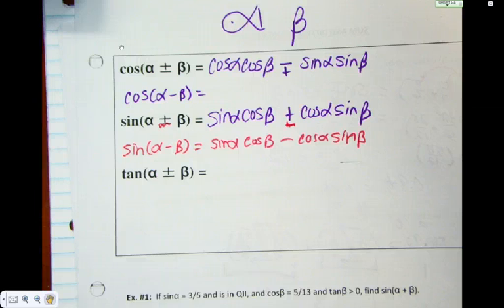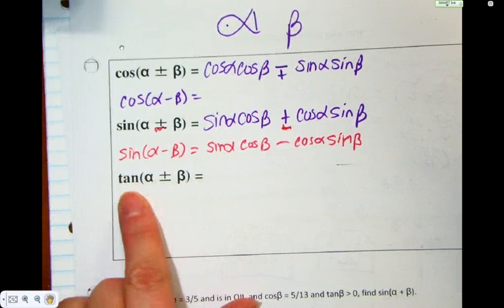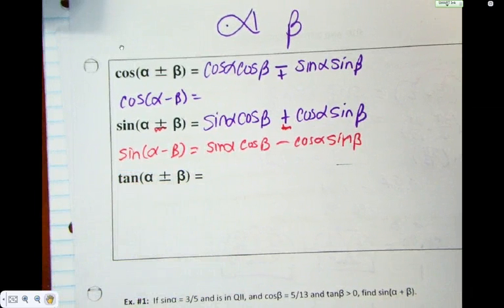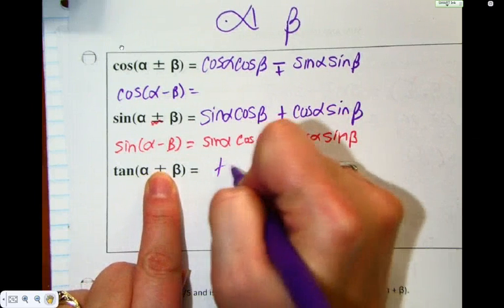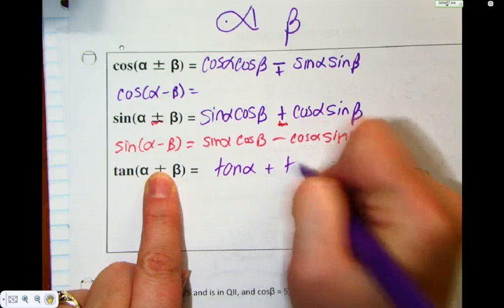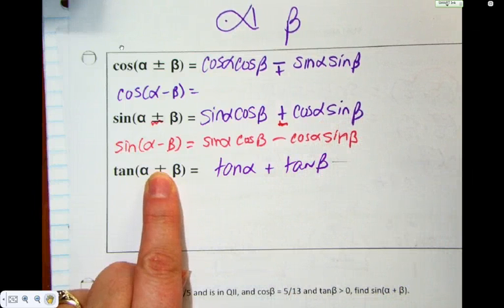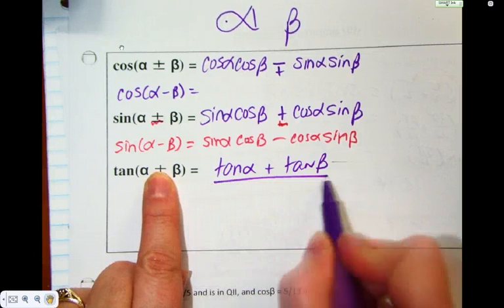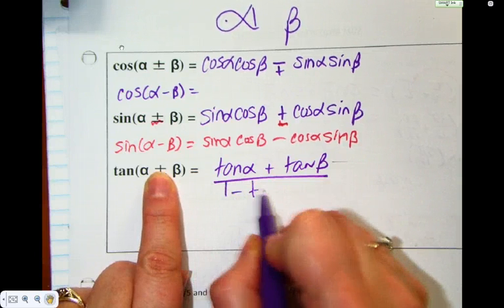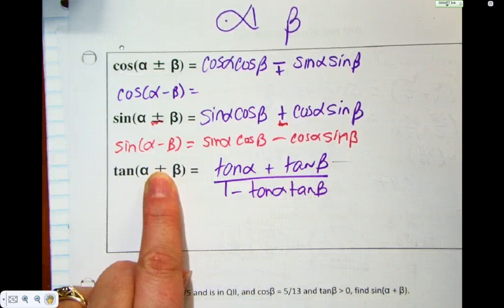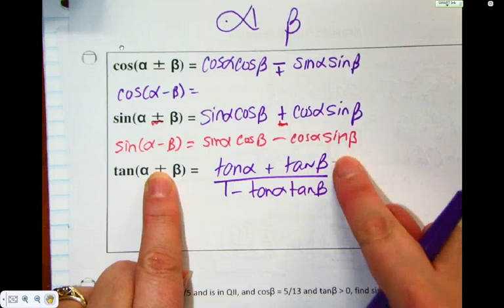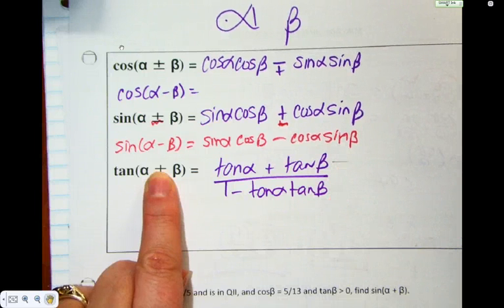Tan also has a formula, so again, we can't just distribute a tan. We can't say this is tan of alpha plus tan of beta. It doesn't work that way. We'll do the plus formula first. It is equal to tan of alpha plus tan of beta, which looks like we just distributed, except there's a denominator, which is 1 minus tan of alpha times tan of beta. So if it's a plus on the left, it's a plus on the top and a minus on the bottom.